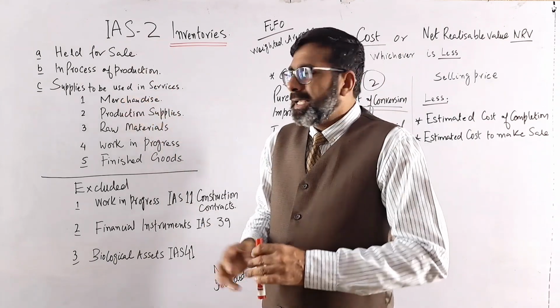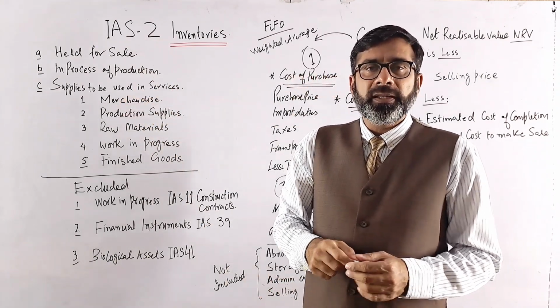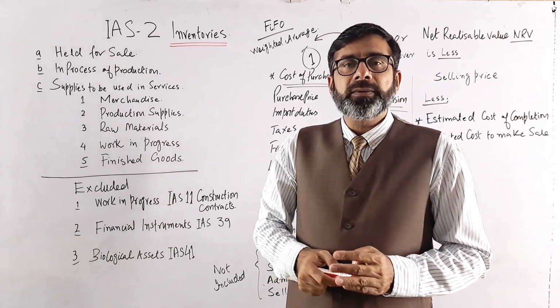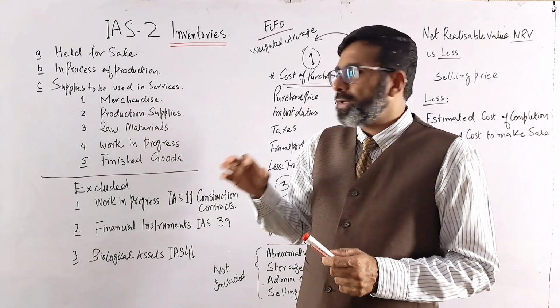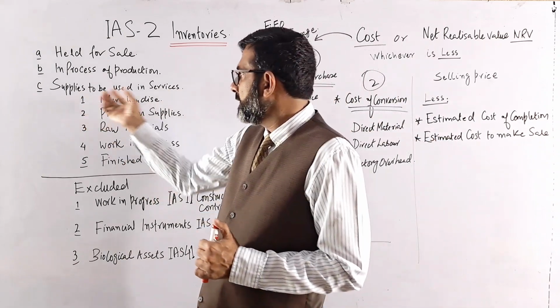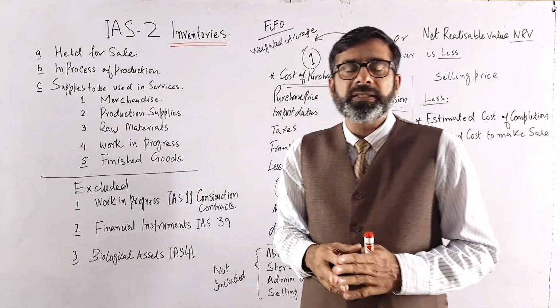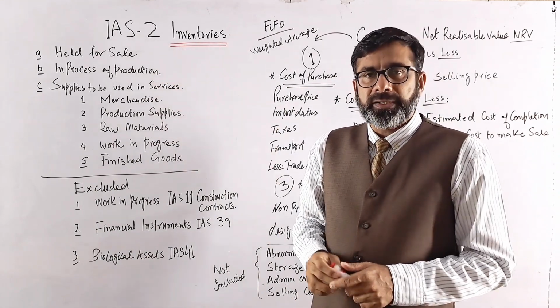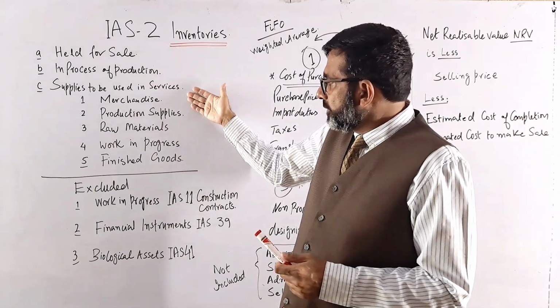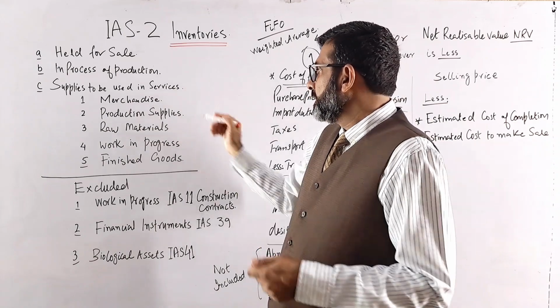The third thing: some companies are not providing goods, they are not doing production. What they are doing is just giving services. So any supplies which are used in the services will also be considered under International Accounting Standard number 2 inventories. Now we have five main heads that we have to consider.